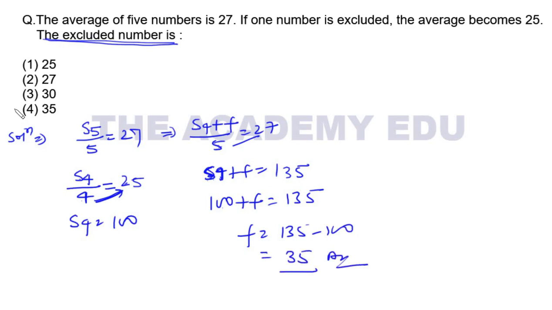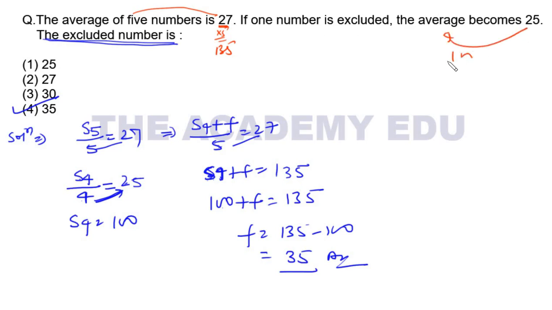Very easy. Okay. Now, if you multiply the number of items and the average, you get the sum. Similarly, in the examination, you can do it in less time. How? I know the average of 5 numbers is 27, so I multiply by 5 to get the sum. So it is 135.